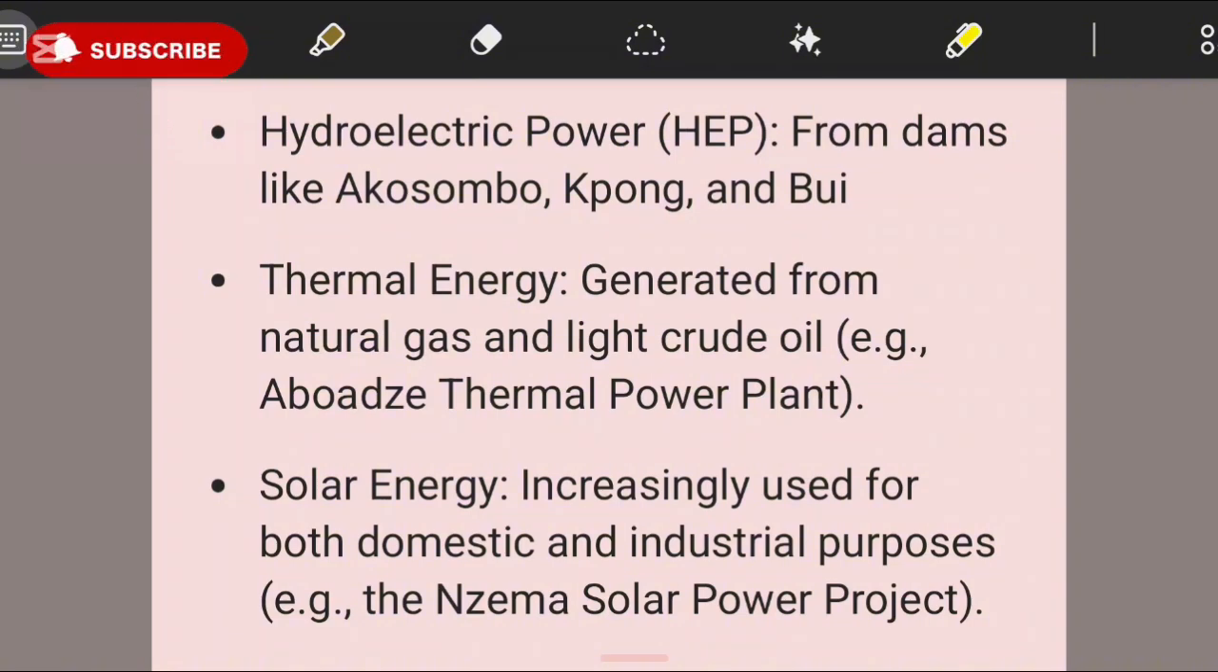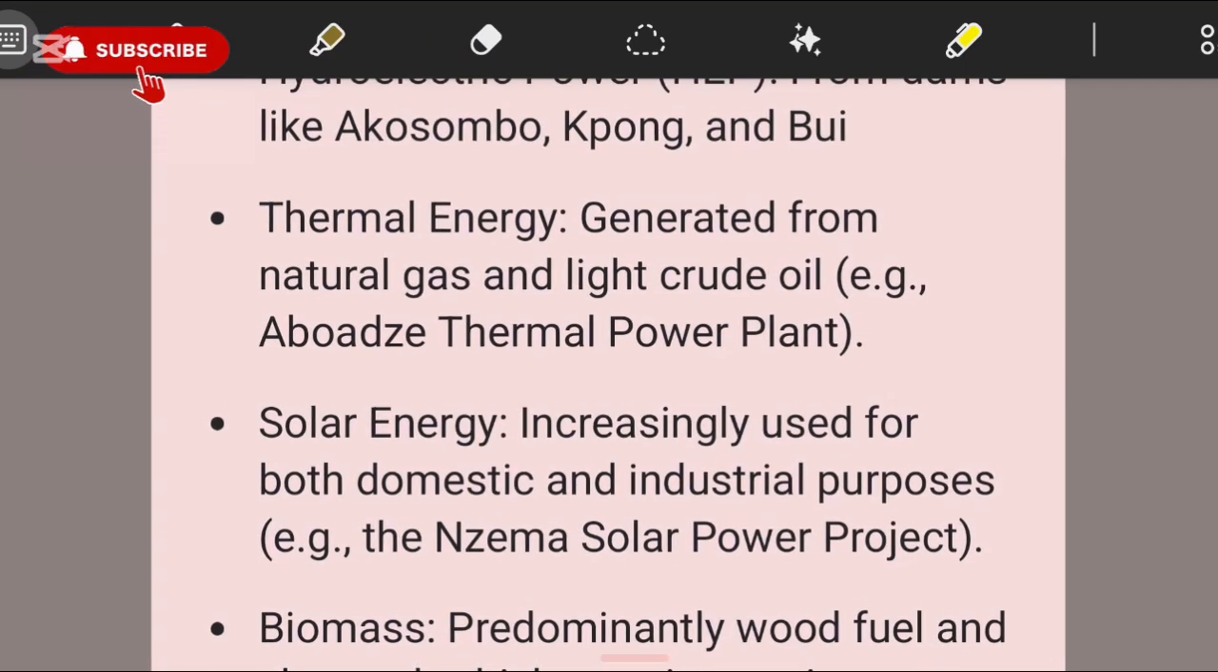Not long ago, when we were having the dumsor, we heard people saying the gas from Nigeria is not coming. Yes, we use those gases or even our own crude oil to power our machines to generate energy for us. So that's also another form of energy. And we have the solar energy.